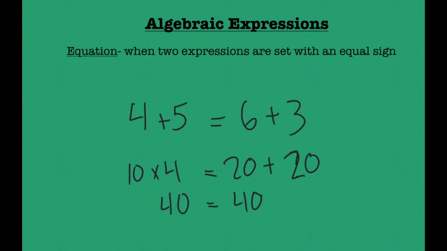If we look at our top example, 4 plus 5 equals 6 plus 3. The 4 plus 5 and the 6 plus 3 are both expressions where the whole thing, 4 plus 5 equals 6 plus 3, is the equation. In this second example, 10 times 4 is an expression, 20 plus 20 is an expression, but the whole thing is making up an equation. An equation can also be as simple as, what is 3 plus 4? As long as we have an equal sign, we're going to have an equation. When we don't have an equal sign, we can think of it as an expression.